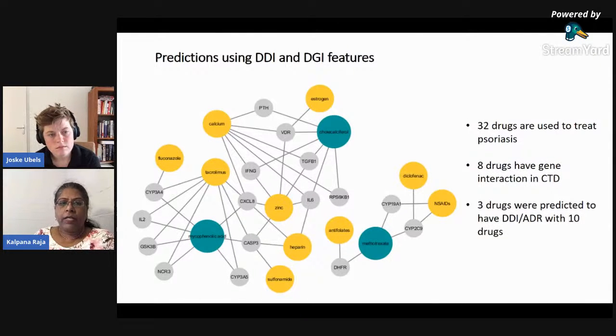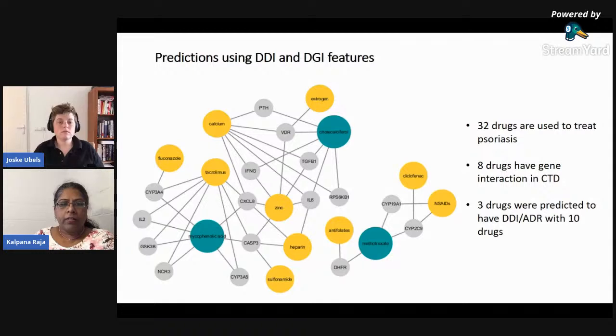So, predictions using DDI and DGI features together. This is the best model. So what we predicted: there are 32 drugs for treating psoriasis. 8 drugs show interactions with genes in the Comparative Toxicogenomics Database. Among those, 3 drugs were predicted to have drug-drug interactions and adverse drug reactions with 10 other drugs.